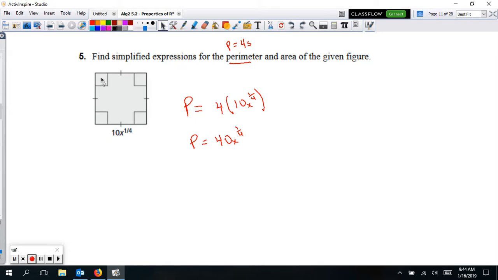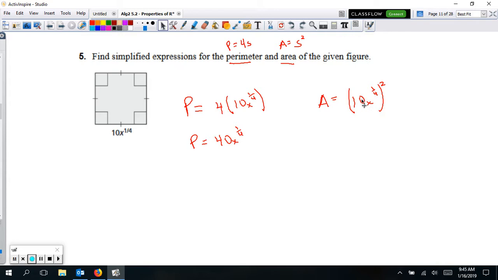For the area, to find the area of a square, you would just multiply the side times the side. So it's basically multiplying this times itself, or side squared. Area equals side squared. And that's what we're going to do here. Plug it in. Here's our side. We're going to square it. So now this one, there are 2 parts to this 10x to the 1/4. The 10 is one part. The x to the 1/4 is the other part.